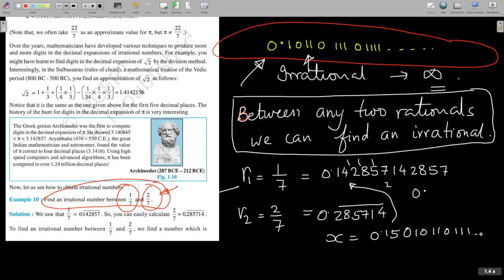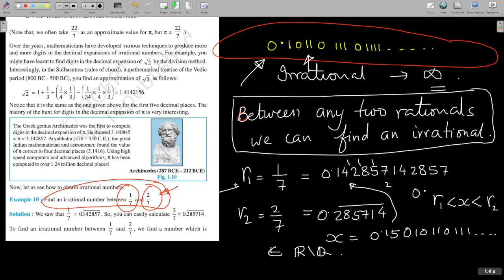And you can see that R1 is clearly less than x, which is clearly less than R2, and x is definitely irrational. x is definitely a real number which is not a rational. That's how you write it. Irrational numbers, very stylish way of writing it.